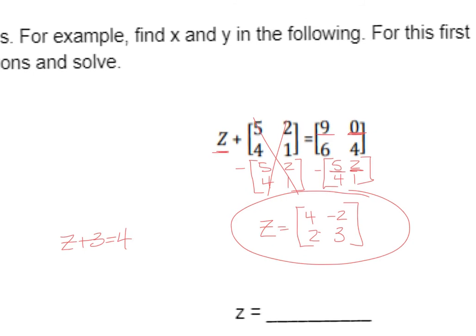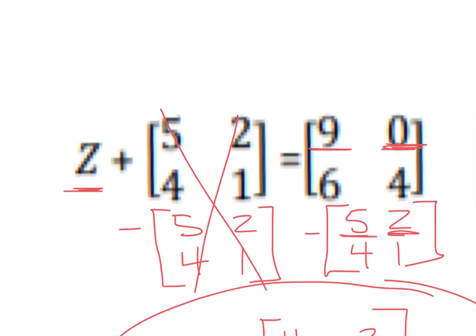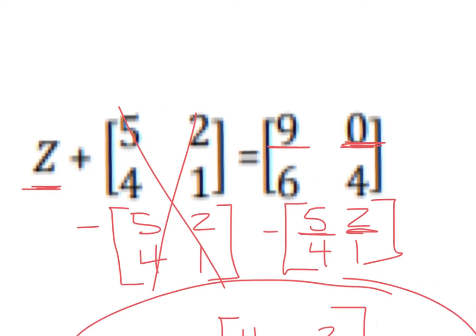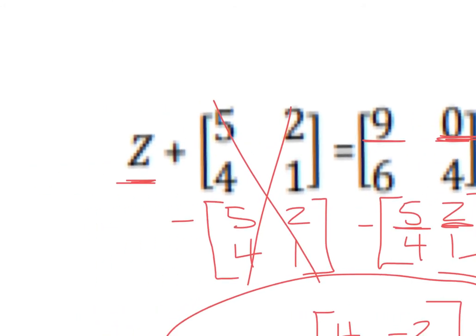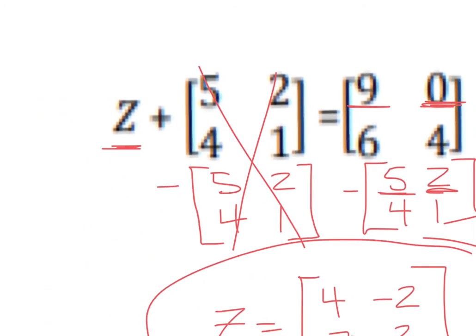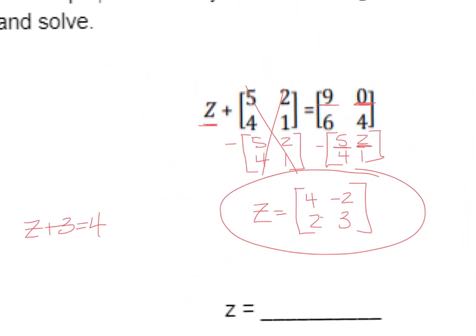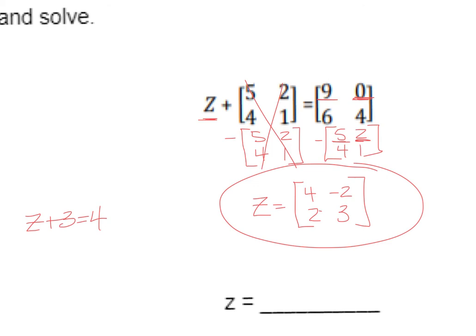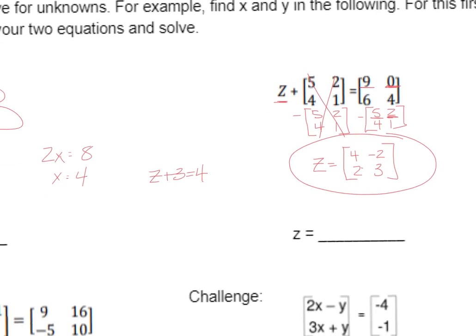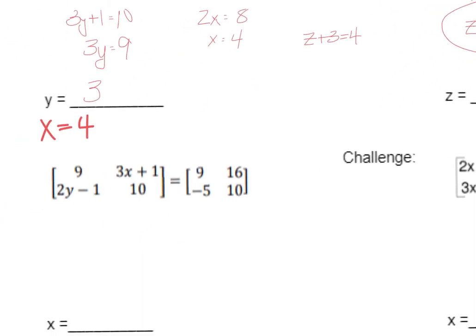A lot of you will also just piece that one together without actually solving it like an algebra problem. They'll just start at the beginning and say, okay, what needs to be added to 5 to get 9? What needs to be added to 2 to get 0? What needs to be added to 4 to get 6, and what needs to be added to 1 to get 4? And you can see that those numbers are the numbers you're looking for. But I like the algebra way. It's always going to work that way, and it's not so much guessing and checking.